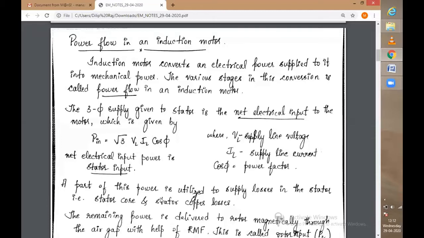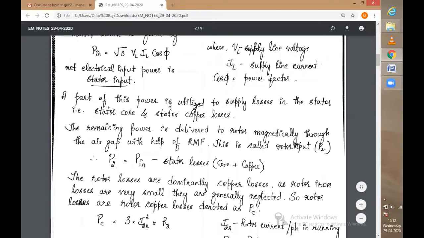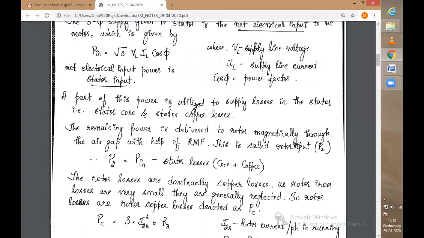A part of this power is spent to supply the losses in the stator, both stator core and stator copper losses put together. The remaining power is delivered to the rotor magnetically through the air gap with the help of the rotating magnetic field. This power which is delivered to the rotor is referred to as rotor input, or it is also accounted as stator output. That is represented as P2.